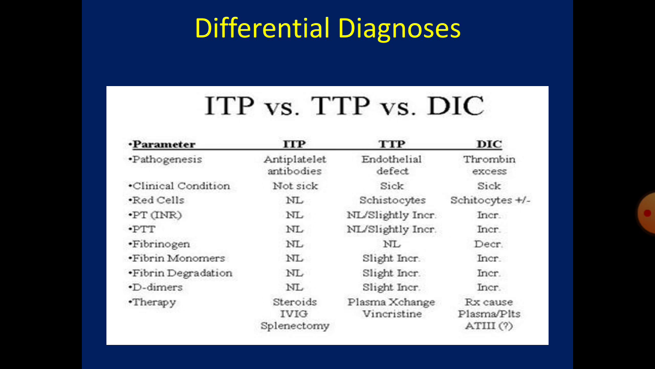Again, in ITP they are normal. The fibrinogen is normal in patients with TTP, but it is decreased in patients with DIC, which is disseminated intravascular coagulopathy. Fibrin monomers and fibrin degradation products are increased in patients with DIC, while they are just slightly increased in TTP, or normal at all. D-dimer, which is the end product of fibrin degradation, is usually increased in DIC, but it is normal again in TTP and ITP.